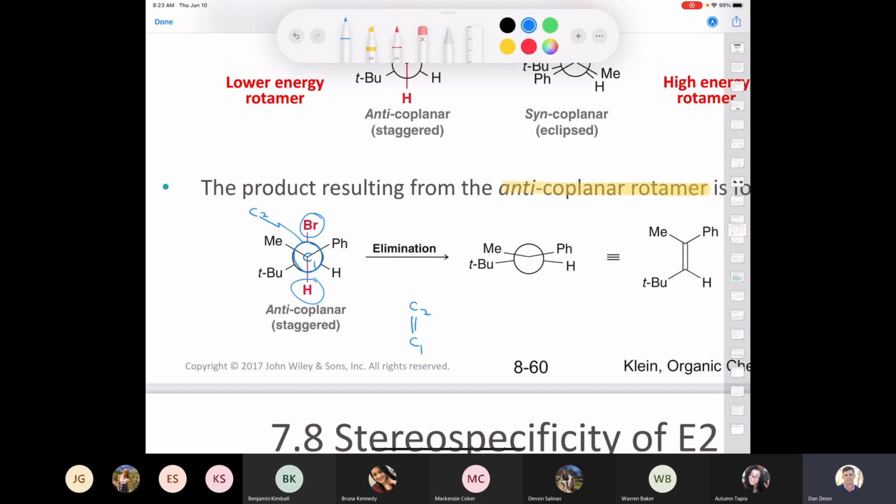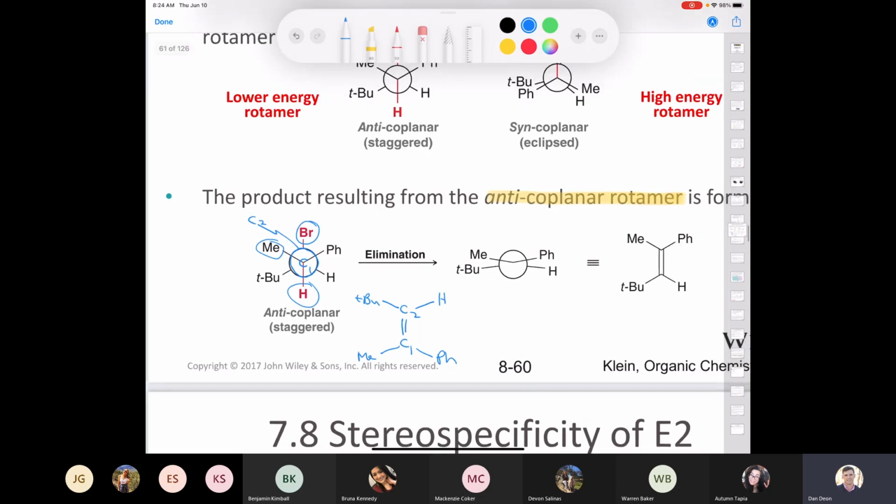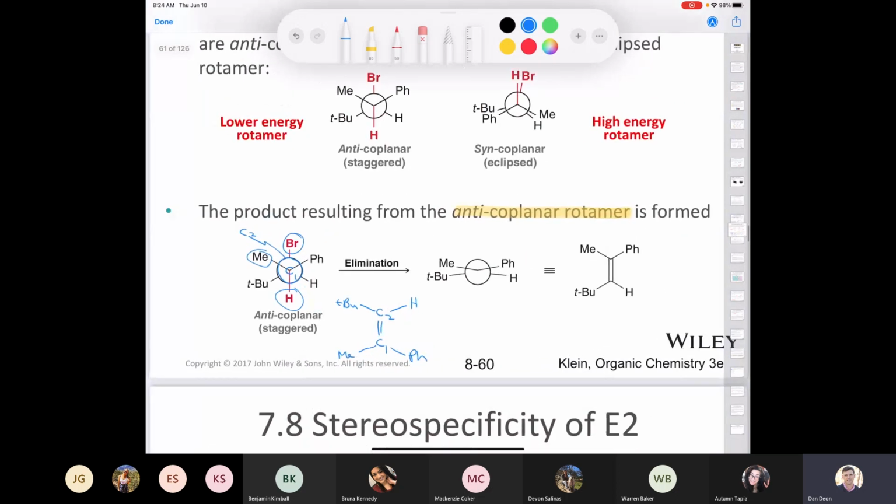Well, what's on C1? I've got a methyl on the left-hand side. I've got a phenyl on the right-hand side. What's on C2? I've got a tert-butyl group up here, and I've got a hydrogen over here, like that. So that is the product that you would get. It's the same thing that's drawn here. I just drew it a different way. If you drew an axis right here and you flipped it 180 degrees, you'd end up with this.